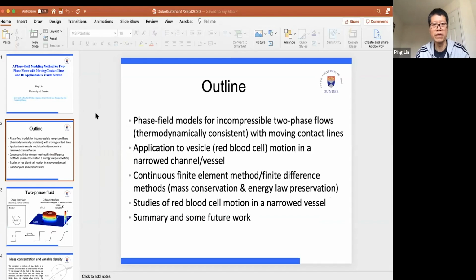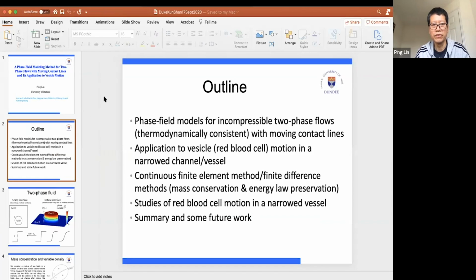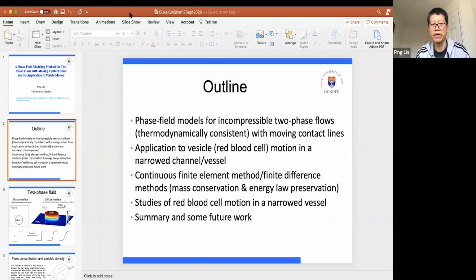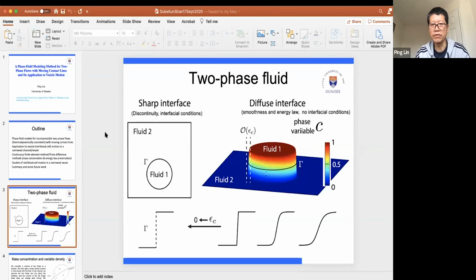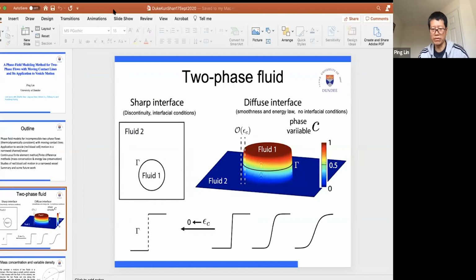Since I believe the audience are not all in this area, I will try to give a very basic introduction to the modeling method for the phase field model. The phase field model is for the simulation of two-phase or multi-phase flows. You consider two types of fluids, and the traditional method would be the sharp interface model, where you consider fluid 1 and fluid 2 are not mixed, right?